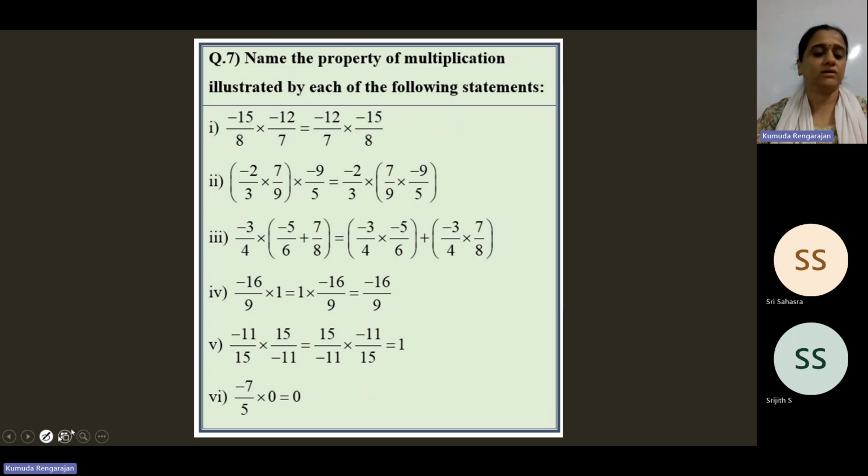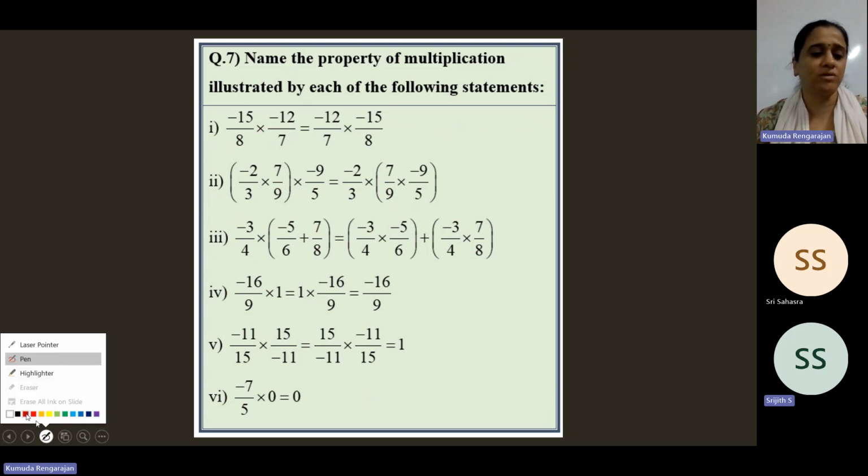Okay, the fourth one, answer with the fourth one, children. Multiplicative identity property. Identity means you must get the same answer. That's how we should remember. Inverse for multiplication: multiplicative inverse means one number into another number should be 1. The reciprocal of the same number, so that it can cancel.